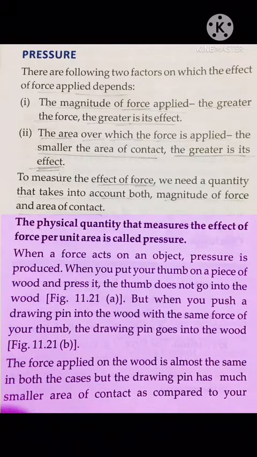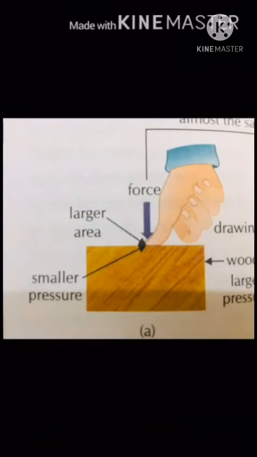What is the meaning of per unit area? Means 1 meter square or 1 centimeter square. How much force is applied on an area of 1 meter square or on an area of 1 centimeter square? That force is called pressure. Now we will understand this concept with the help of one example.